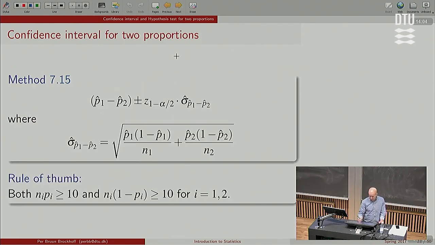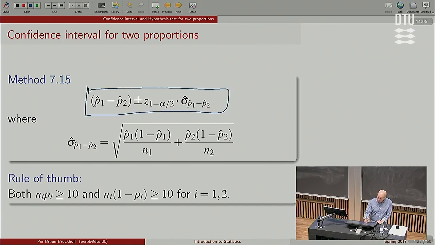So let's get started. Two proportions. What if we want to compare males and females in how they vote in a president election, for instance? Well, here is first of all a confidence interval method for the difference between two proportions. We've seen difference between means early on. Here is the difference between two proportions.